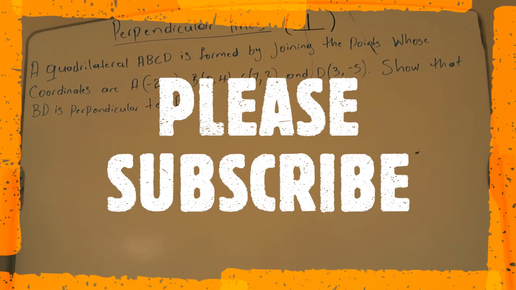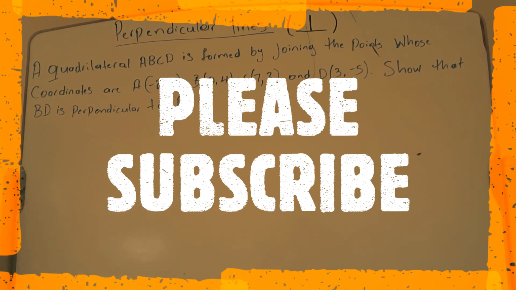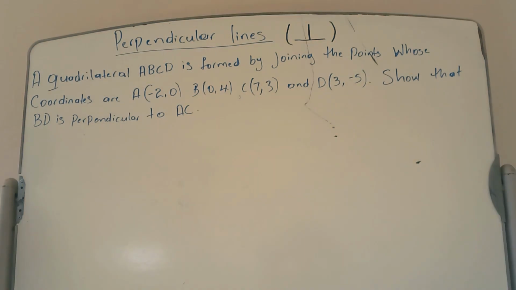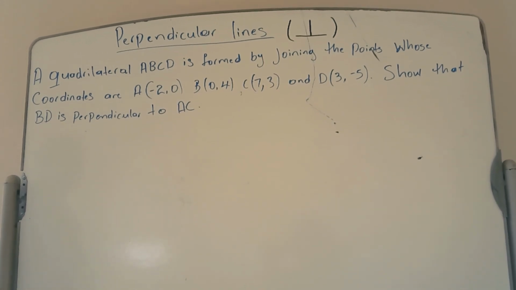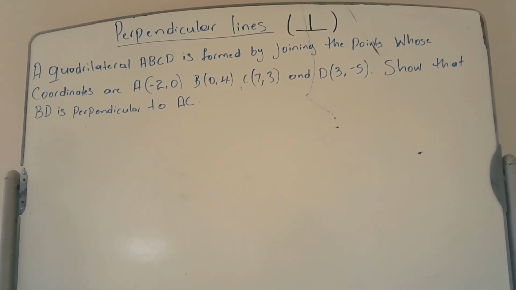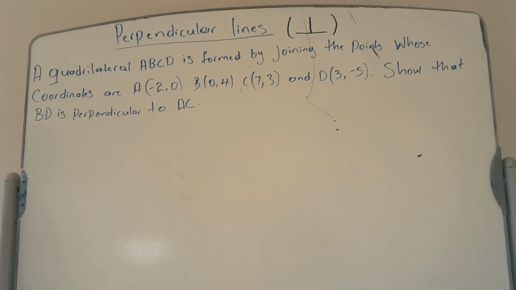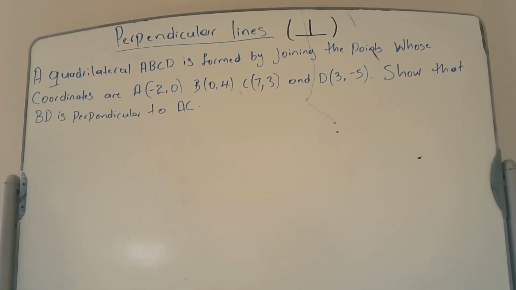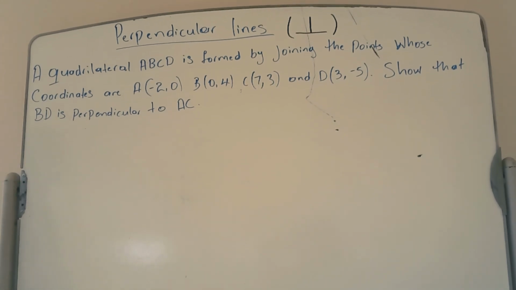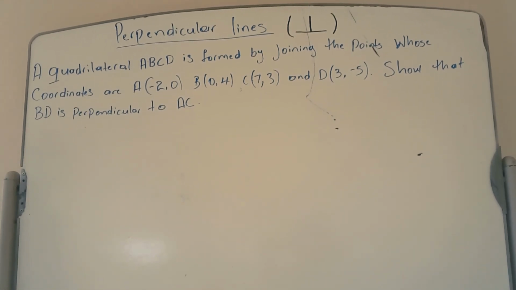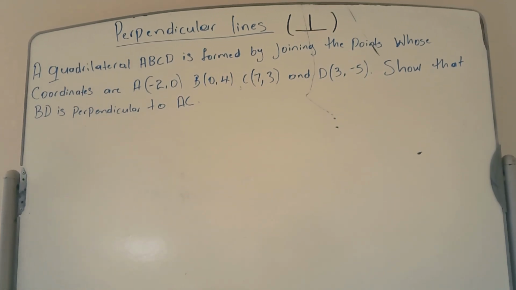Our focus for this video is perpendicular lines. What are perpendicular lines? Two lines are said to be perpendicular if they meet at right angle. That is, the point at which they cross each other, intersect each other, is 90 degrees. And also, if the product of their gradients is equal to -1.